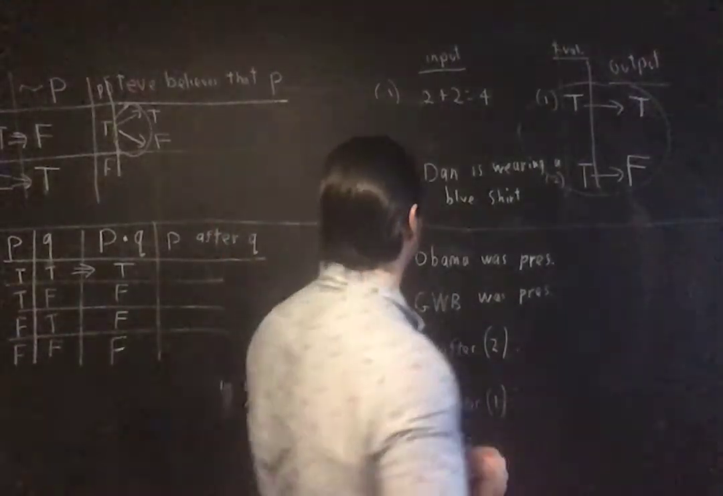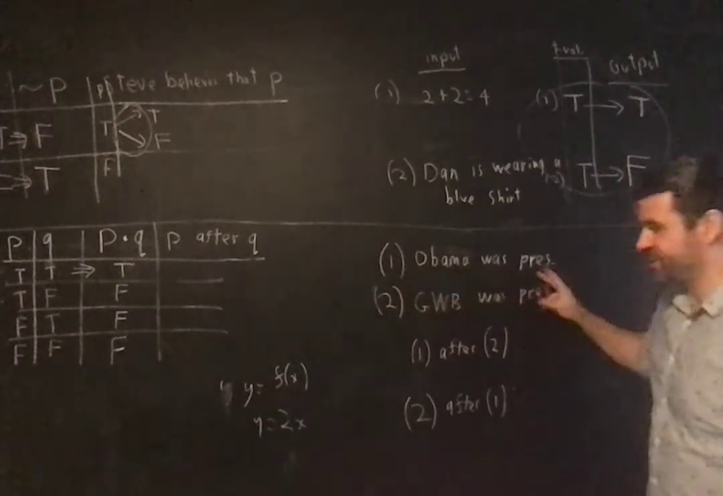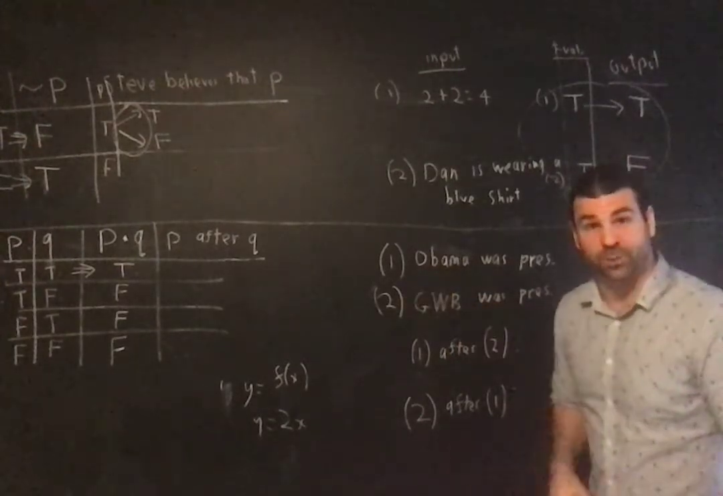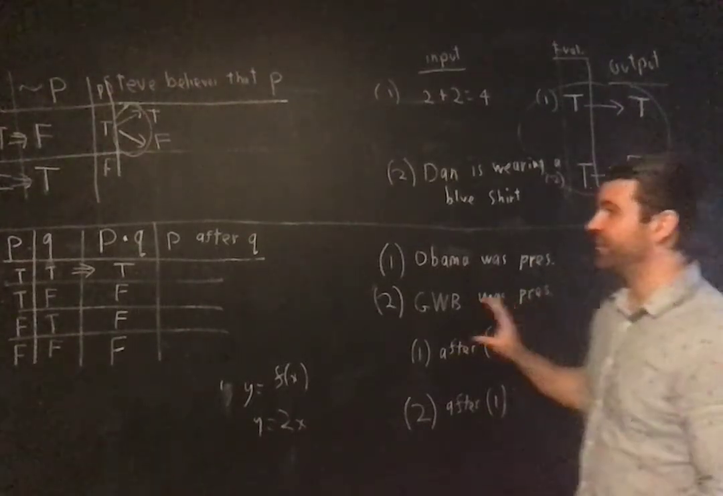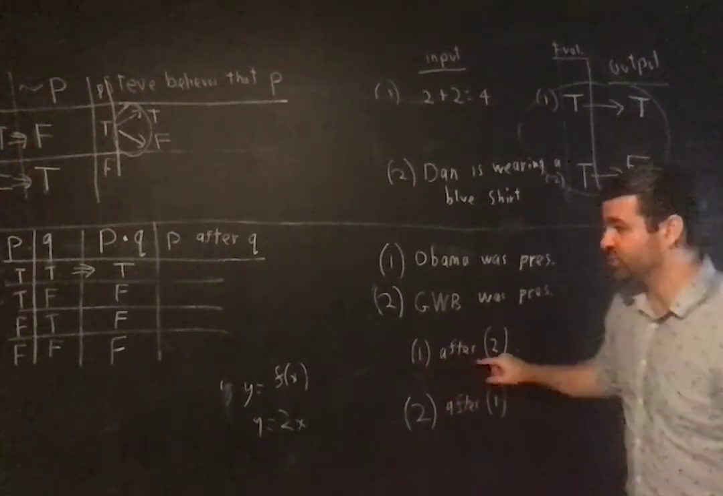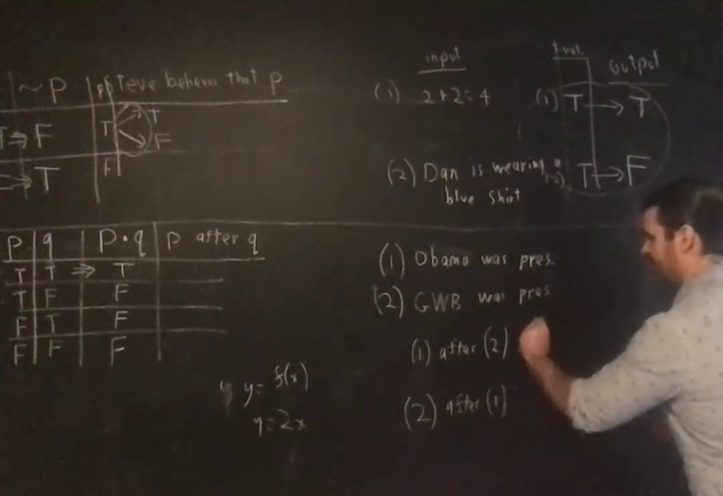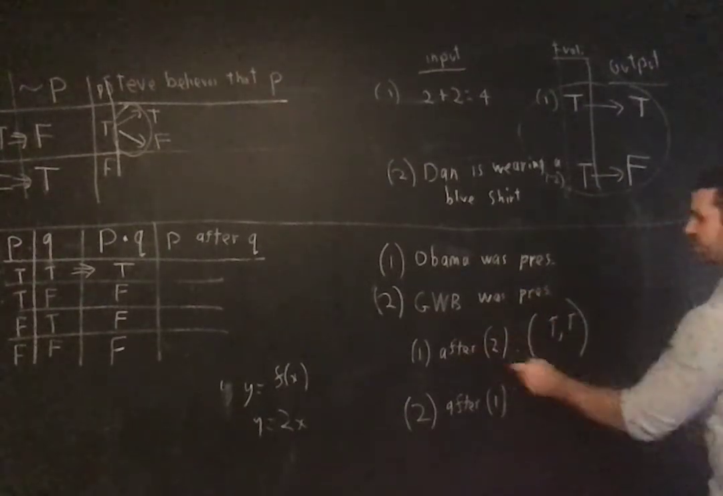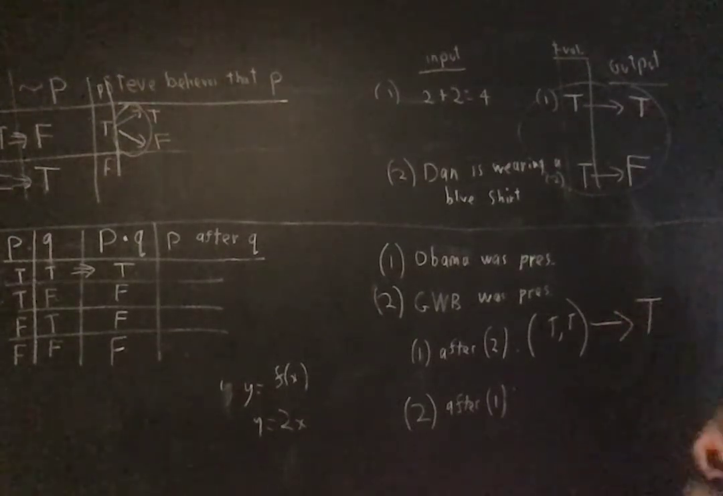So look how it goes, right? Example, the first sentence, one is Obama was president, second one, George W. Bush was president, right? What's the truth value of those two sentences by themselves? They're both true, right? But how about this sentence, P after Q, 1 after 2. So this is Obama was president after George W. Bush was president. Okay, what do we got here? Our input is true, comma, true. Obama was president after George W. Bush was president. Our output is true. Yes, Obama was president after George W. Bush was president.